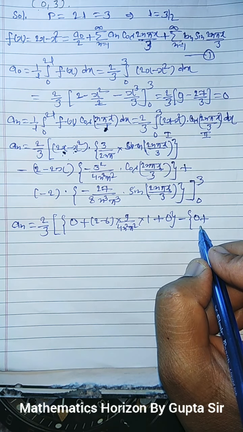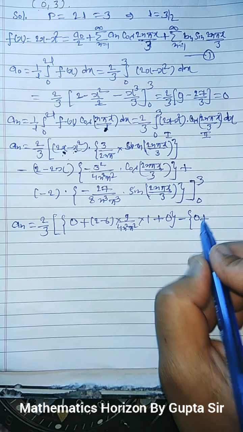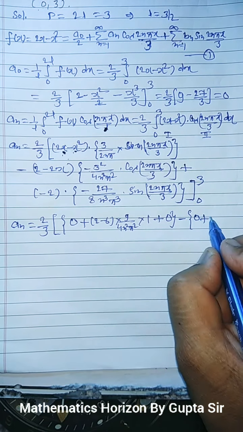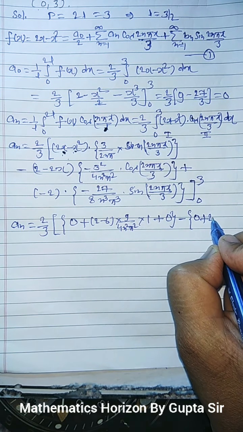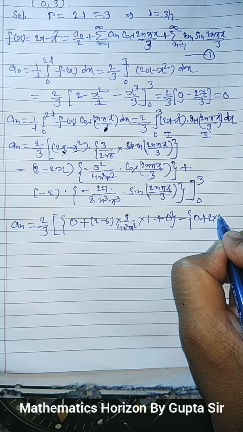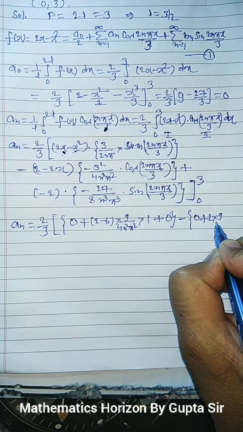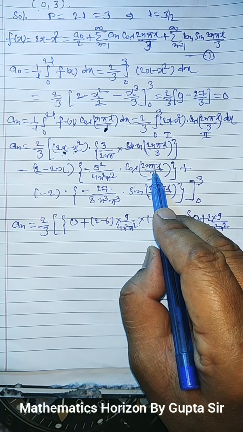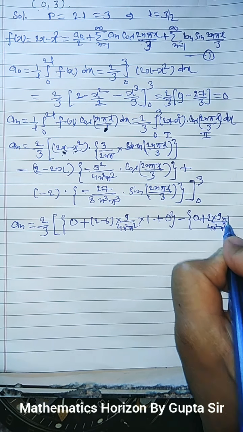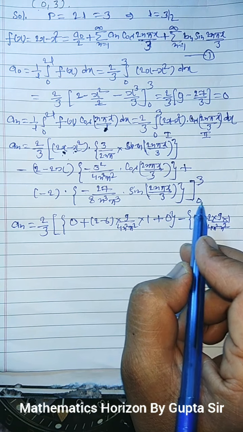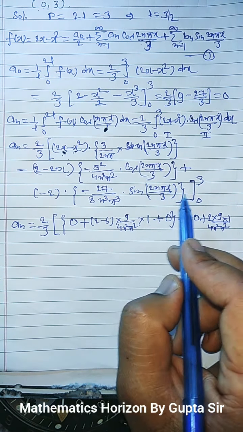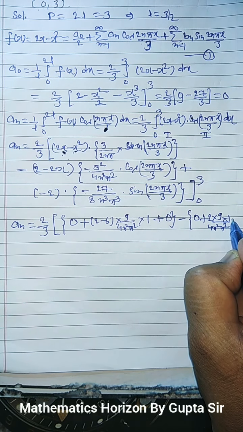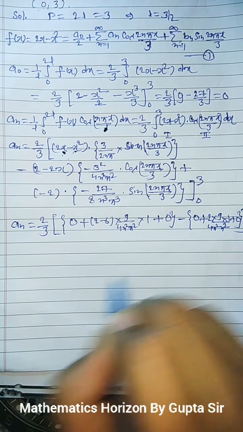Now when we put x equal to 0, what we get here? Zero minus minus plus 2 into 9 upon 4 n square pi square, and cos 0 is 1 into 1, and next term is, when we put x equal to 0 here, means sine 0 is 0, means next term will be 0, means we can write here plus 0.